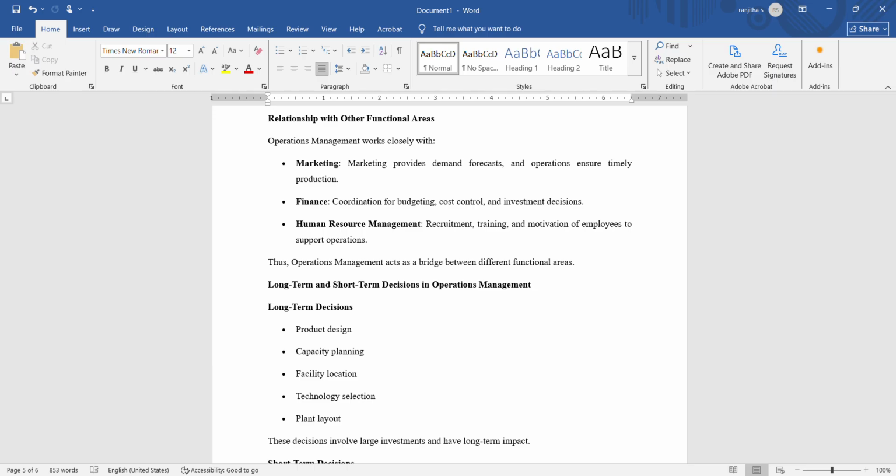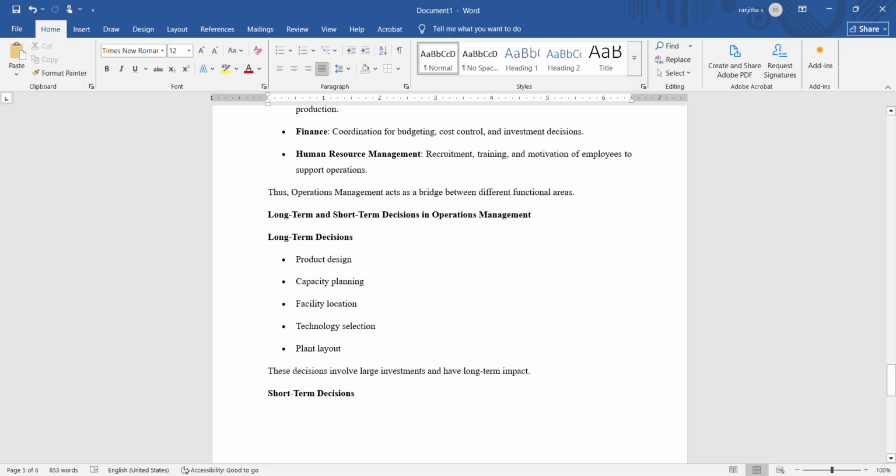Operations management works closely with marketing to meet customer demand. Marketing provides demand forecasts while operations ensures timely production. Operations management also coordinates with finance for budgeting, cost control, and investment decisions. Human resource management supports operations by recruiting, training, and motivating the employees. Thus, operations management acts as a bridge between the different functional areas of the organization.